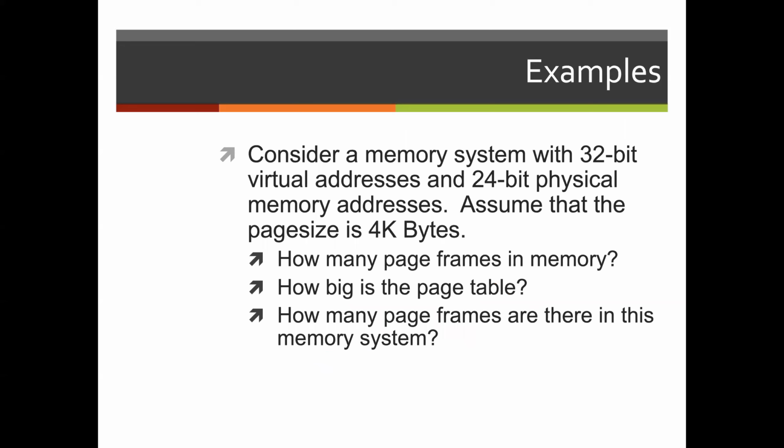So let's consider if we have a 32-bit virtual address and a 24-bit physical address, and we know that the page size is 4K. How many page frames would we have in memory? We have a physical address of 24 bits, and you want to just remember that the offset is the same in both the virtual and physical memory. Keeping that in consideration, what is the biggest that the page can be? That's going to be 4,096 page frames, and the page table is going to be representative of 2 to the 20th for this example.